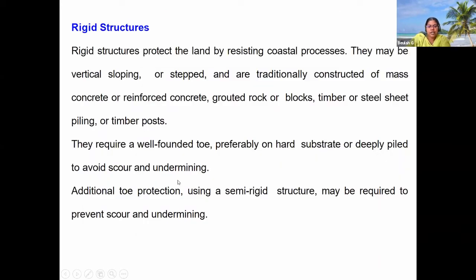So there are different mechanisms by which you protect. Some of the structures we call rigid structures and semi-rigid structures. So what are the rigid structures?